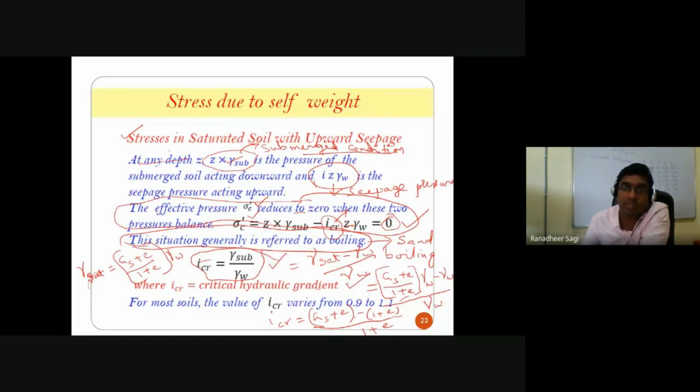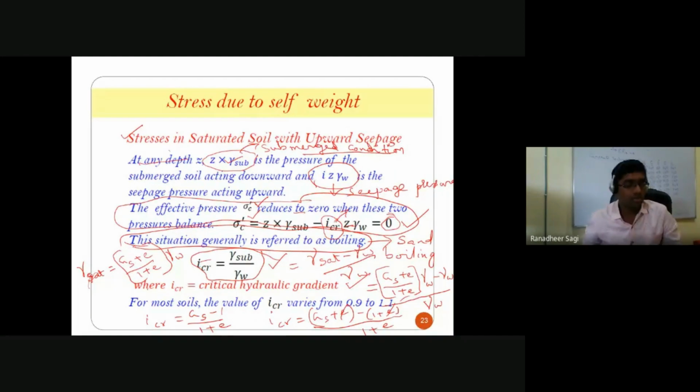And if I expand it, what do I get? Plus e minus e gets cancelled. So automatically my critical hydraulic gradient comes out to be (GS minus 1) by (1 plus e). So I can define my critical hydraulic gradient, if the data is known, in terms of the specific gravity of soil solids and the void ratio of the soil, and calculate the critical hydraulic gradient value for that soil. Otherwise, if I know the saturated unit weight, I can also calculate the critical hydraulic gradient value for that soil.